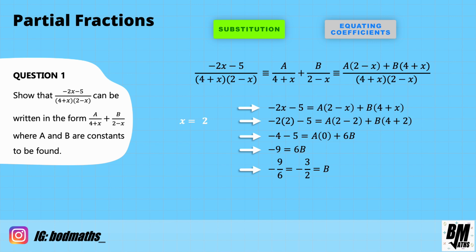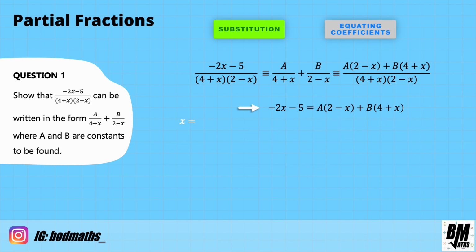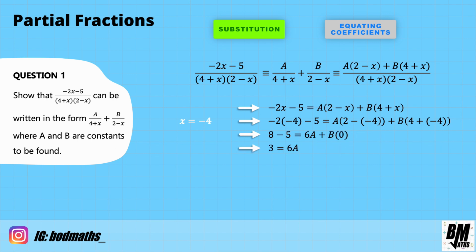So as we've done x equals 2 from the bracket 2 minus x, we now need to find the x for when 4 plus x equals 0. So this x is going to be minus 4, as 4 plus minus 4 equals 0. With x here now being minus 4, all we have to do is substitute that back into that first line, and simplifying and expanding that, we eventually get 3 equals 6a.